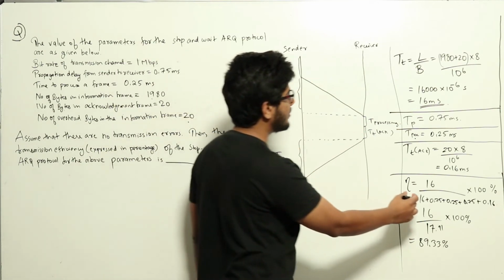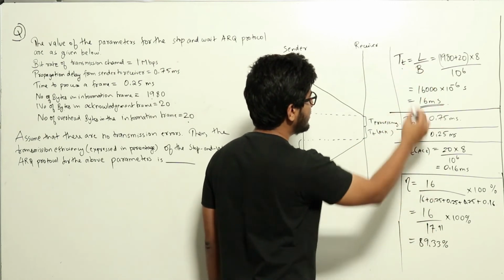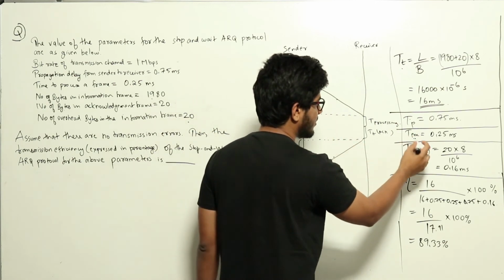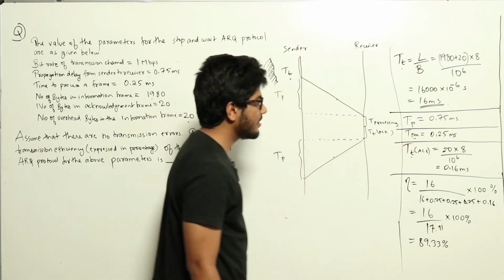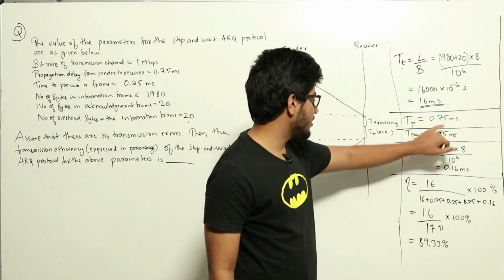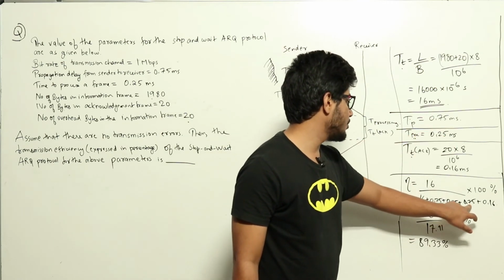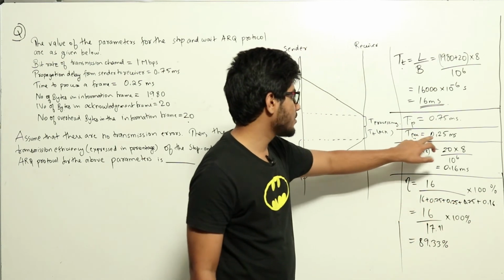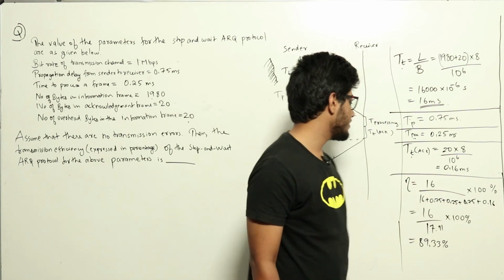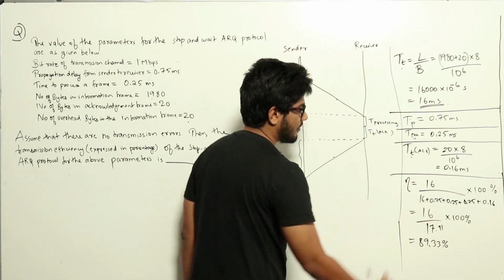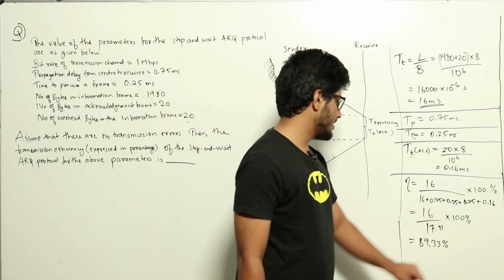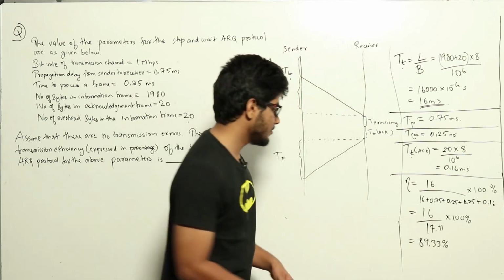So efficiency will be T transmission divided by T transmission plus T propagation into 2, plus T processing delay plus T transmission of acknowledgement. So that is given by 16 divided by 16 plus 0.75 into 2, which I have given twice here as 0.75 plus 0.75, plus T processing delay 0.25, plus T transmission of ARQ, that is 0.16, that is 16 by 17.91. They were asking us in percentage, so we will multiply it by 100, which is 89.33%. This was the answer.